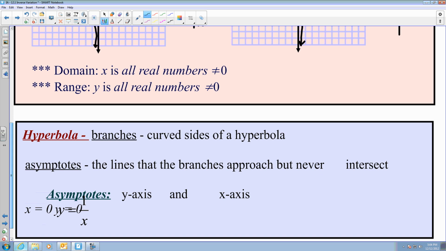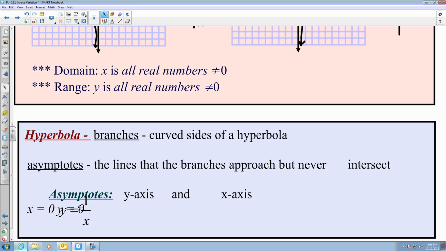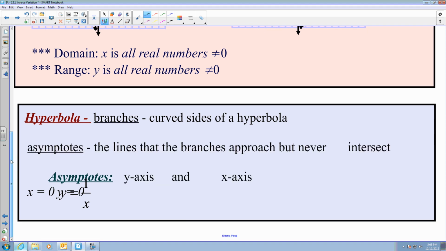Our asymptotes are lines that the branches approach but never intersect. So here the asymptotes approach 0 but never actually reach 0.